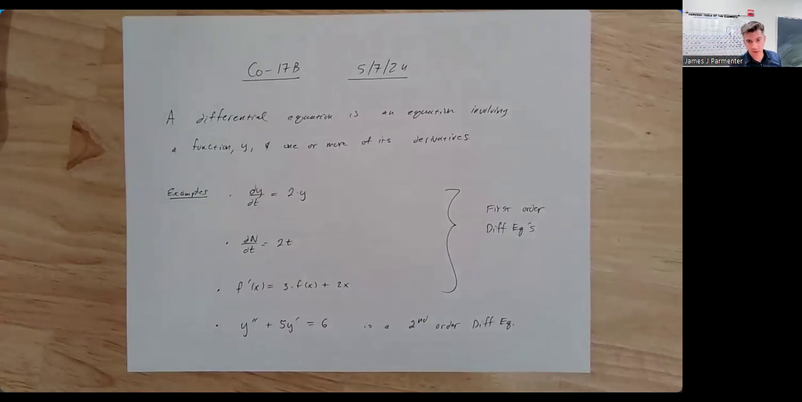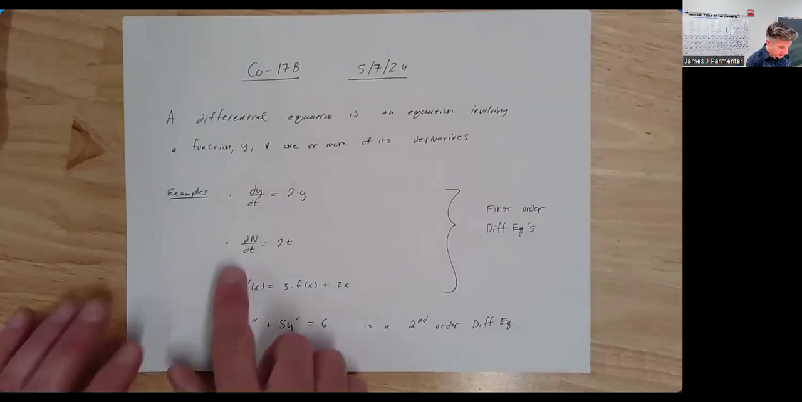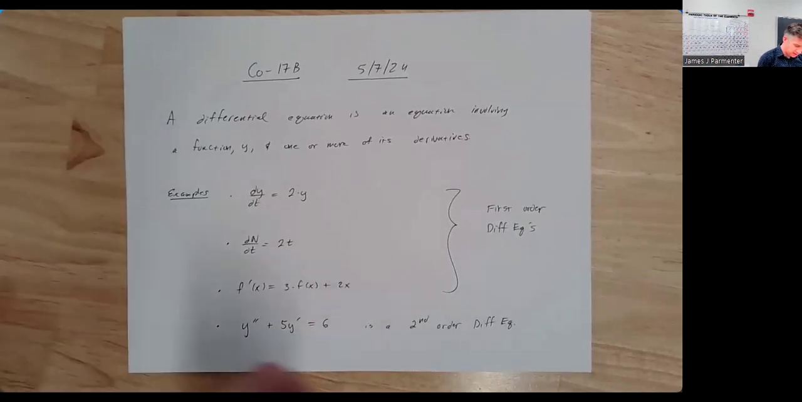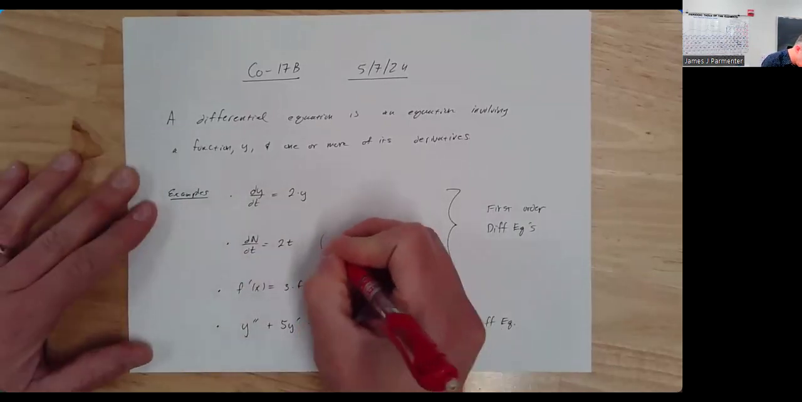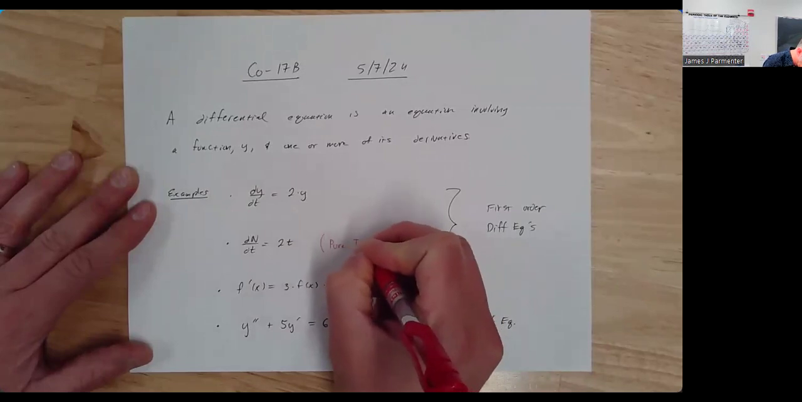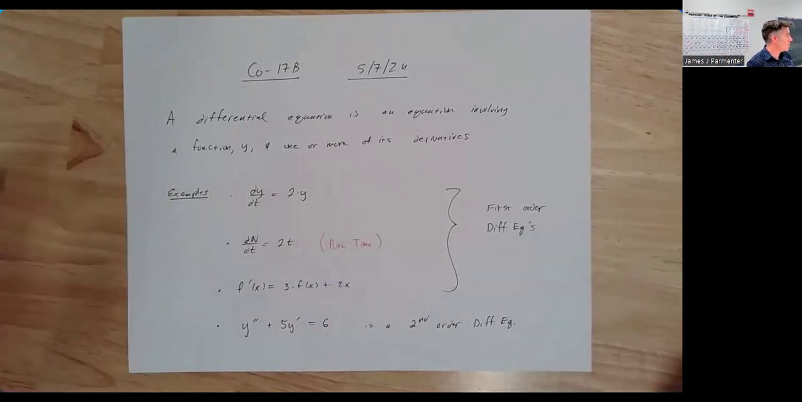Wouldn't the second example be pure time? Well, yeah, I was about to go there. I don't think these other classifications are super important because you don't really need to know about them in order to solve differential equations. But we do talk about differential equations being either pure time or autonomous or non-autonomous. Pure time just means that the derivative only depends on time. So this second one is a pure time differential equation because the derivative of n with respect to t only depends on the variable t.